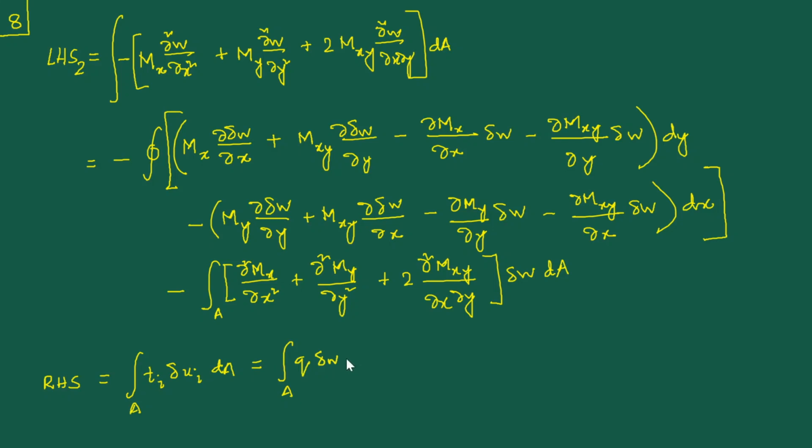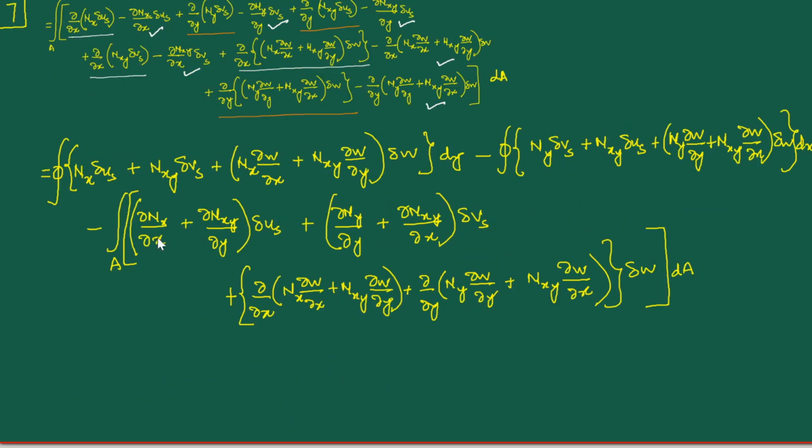For the general situation at hand for the sake of our theory, Q is the distributed load. As a special case, we could consider point loads also using the Dirac delta functions. Anyway, we have this load on the plate acting in the z direction, which is why this is multiplied by this delta W, the displacement in the z direction, and this integration is over the entire domain. Okay, so we have this LHS2 here.